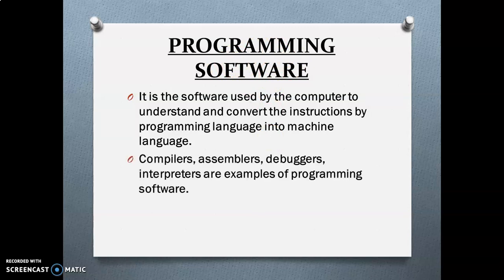There are 4 examples of programming software: compilers, assemblers, debuggers and interpreters. These are the examples of programming software. When you buy a computer, a laptop, a PC from the market, these compilers, assemblers, debuggers and interpreters are pre-installed. You don't have to install from outside. It comes with the Windows only. It is already there in your PC.